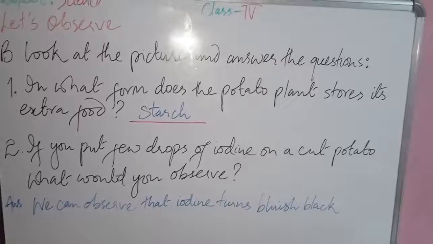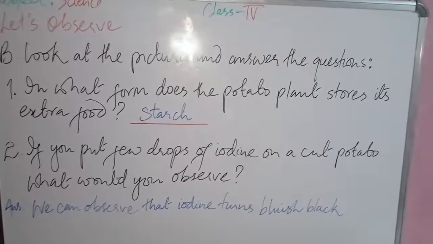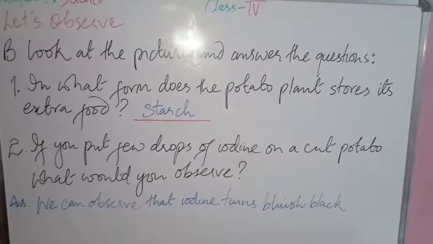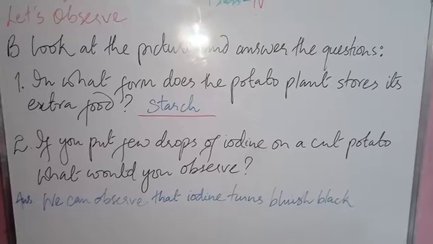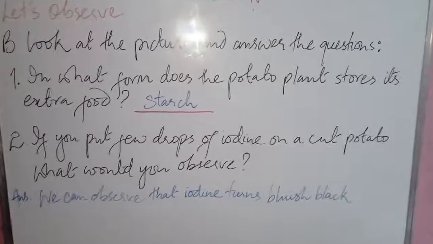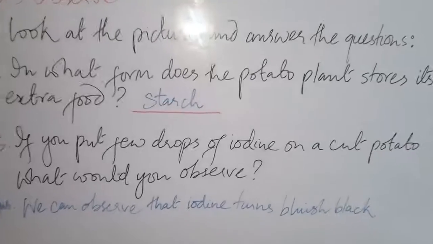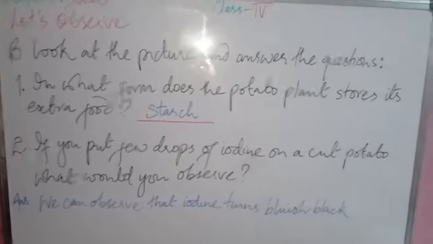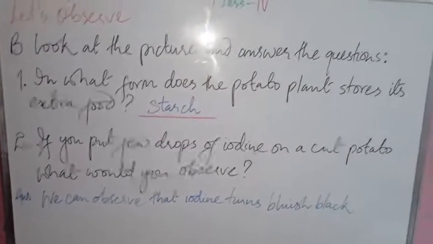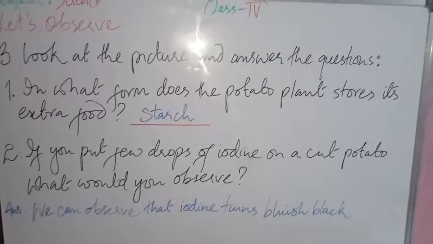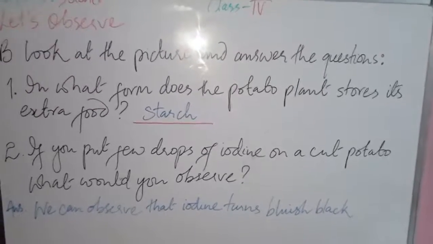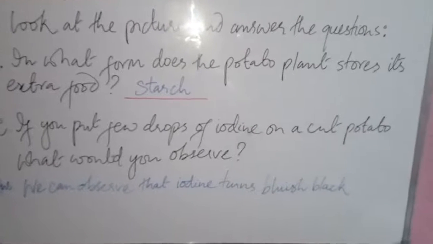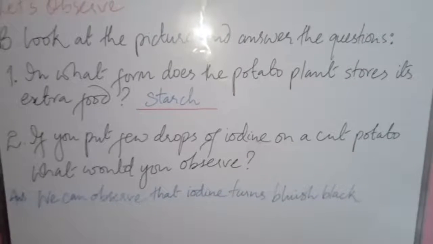Then we have let's observe questions. Look at the picture and answer the questions. First question, in what form does the potato plant store its extra food? So we have two options there, vitamins and starch. So that would be your starch. And for question 2, if you put few drops of iodine on the cut potato, what would you observe? So in that blank space you have to write, we can observe that iodine turns bluish black.